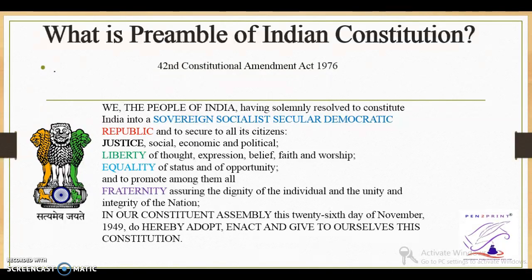The preamble declares liberty to be the second cardinal objective of the government. It includes liberty of thought, expression, belief, faith and worship. The preamble also ensures equality, equality of all persons, equal and free citizens of India. So all citizens of India will be equal in the eyes of the government.